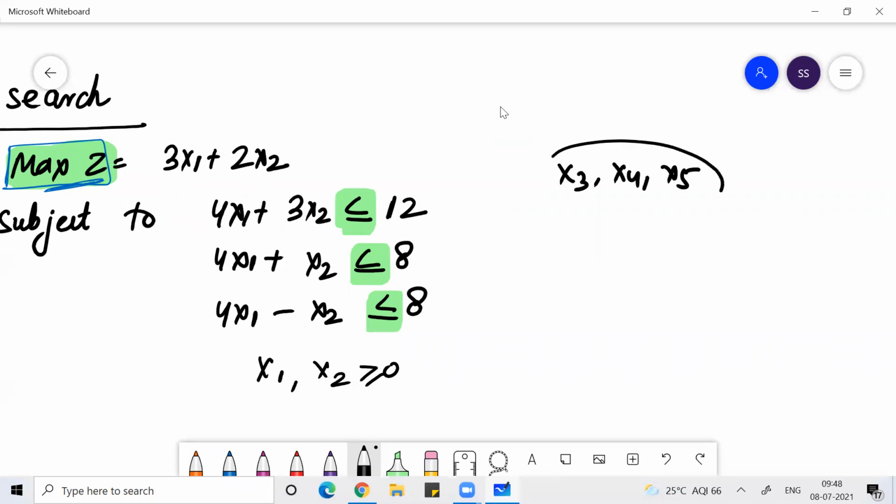Okay, so please be prepared with that part. Okay, so the slack variable, you can put any symbol.